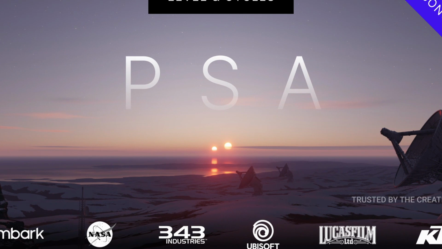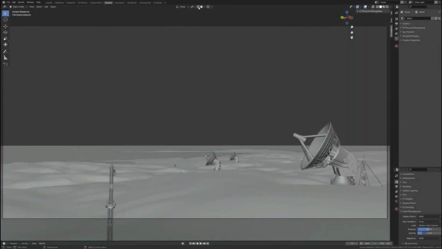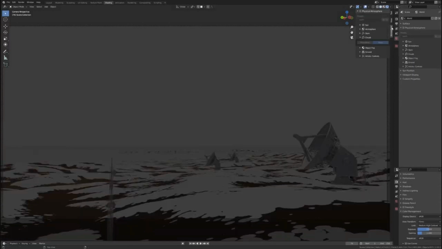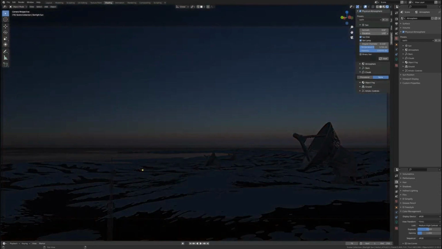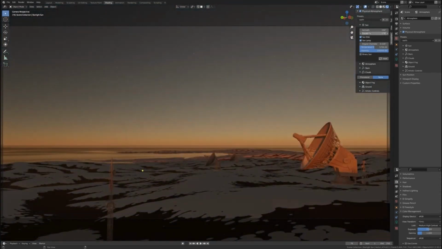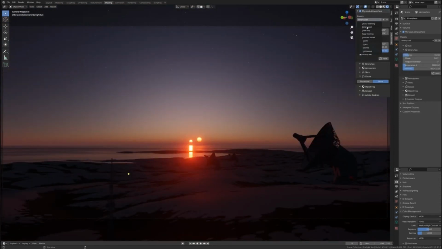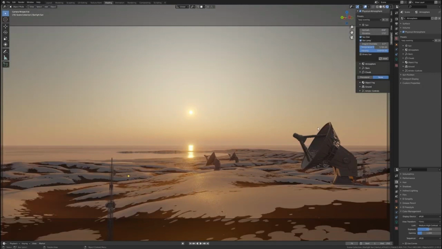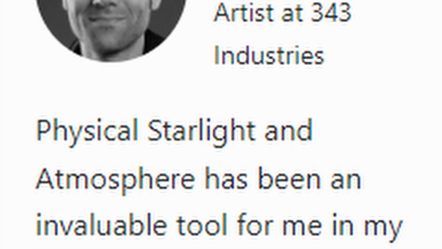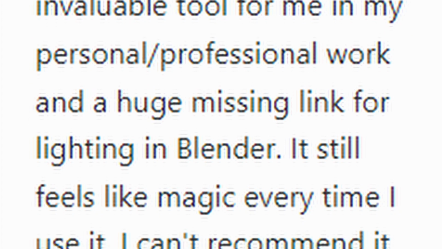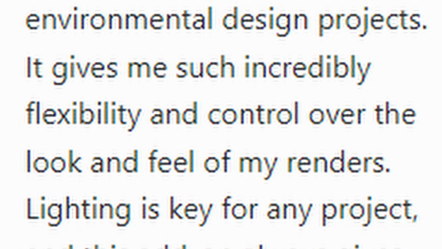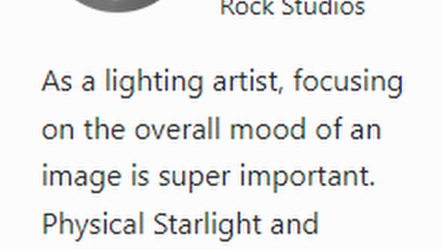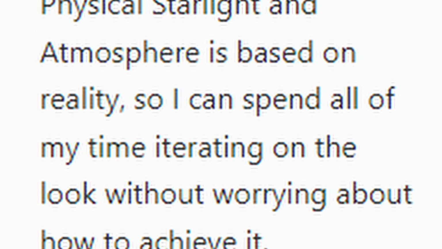And Physical Starlight and Atmosphere is a complete volumetric procedural sky, sunlight, and atmosphere simulator for Blender. It has been actively perfected for over 10 years already, and since its release, it has been the go-to lighting tool for many independent artists to highly skilled professionals and studios. It was created by three professional lighting artists working at NASA, Turtle Rock Studios, and 343 Industries, and all of them have more than a decade of experience with atmosphere rendering techniques in the computer graphics industry.